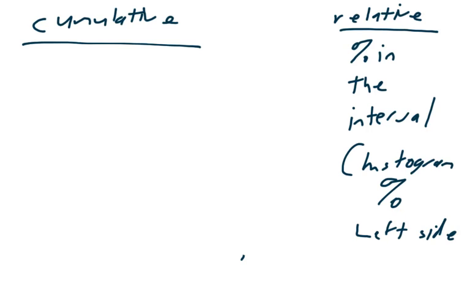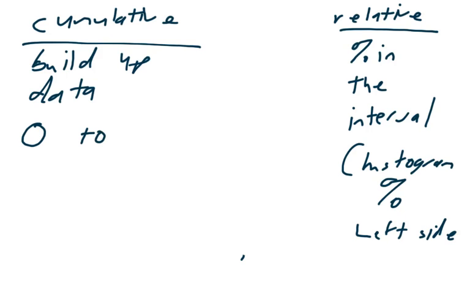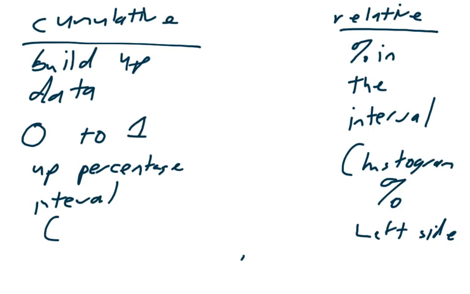Cumulative means that you are going to continue to build up data, and so this always starts from 0 and works its way up to 1, and it goes up by whatever percentage is in the interval. So this one is always going to be increasing.